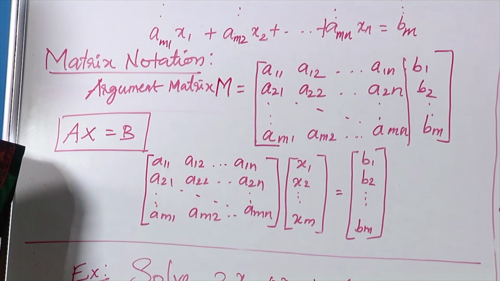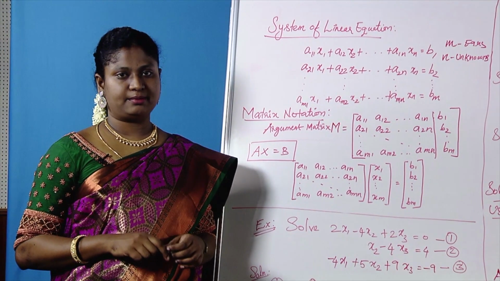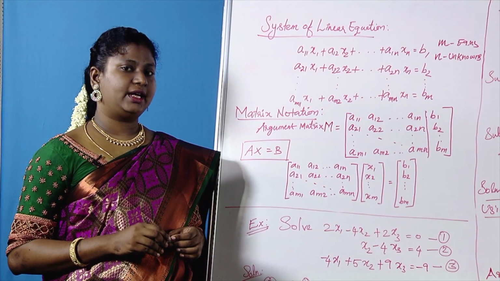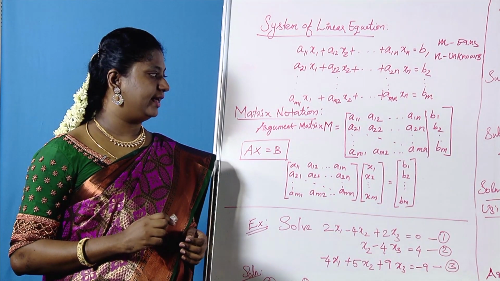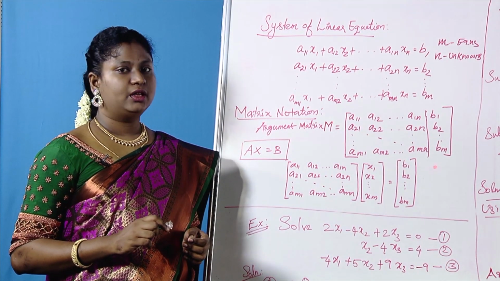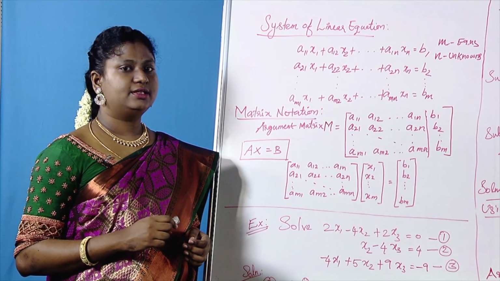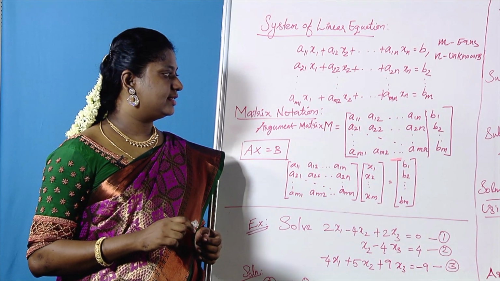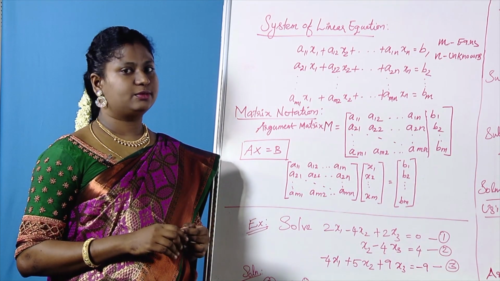After that, we are going to talk about another notation called the augmented matrix. Usually the augmented matrix is written within square brackets as A, b. Together with the coefficient matrix, if you add another column with the constant terms, then that matrix is called an augmented matrix. With the help of the augmented matrix, we are going to solve the system of linear equations.